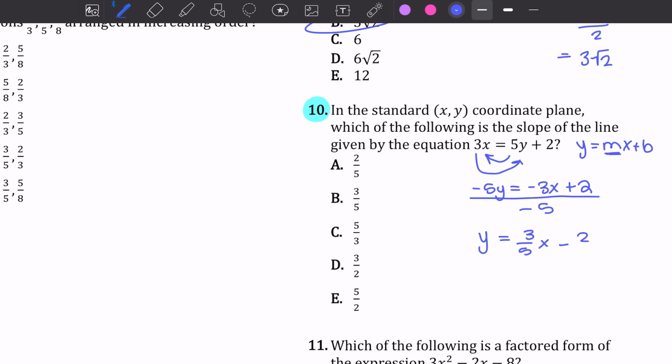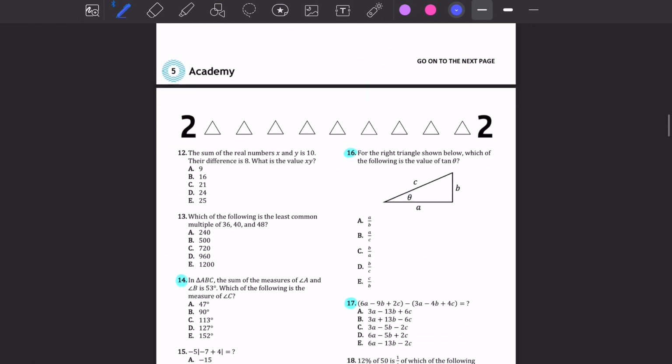But we see in the formula y equals mx plus b, m represents slope, and in this, 3 over 5 is m. Therefore, 3 over 5 is our slope.